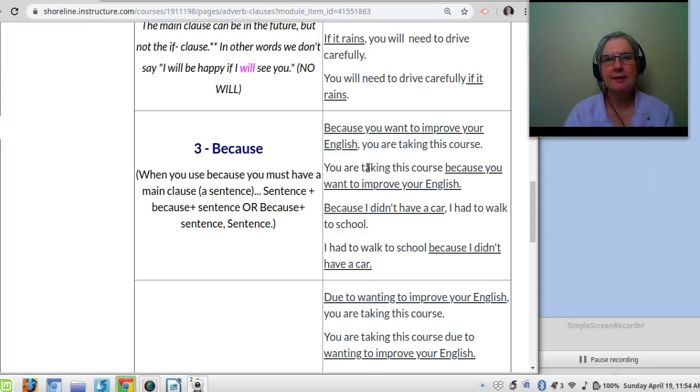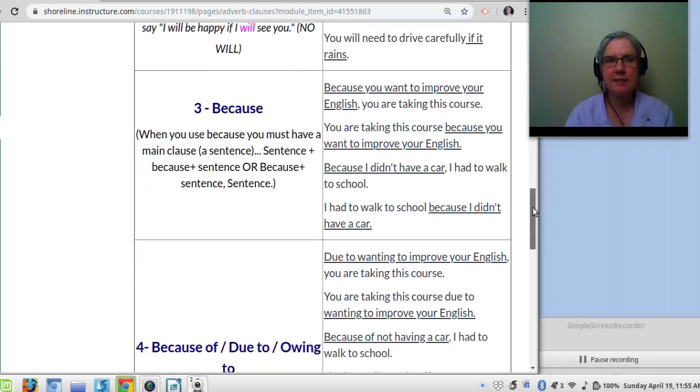So with because, if this is present, this is present. Present, present. Past, past. Okay? Because I am going to a party tonight, I will wear a dress. Because I will eat dinner soon, I won't eat candy before dinner, something like that.